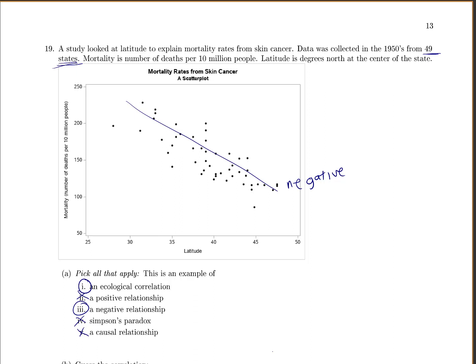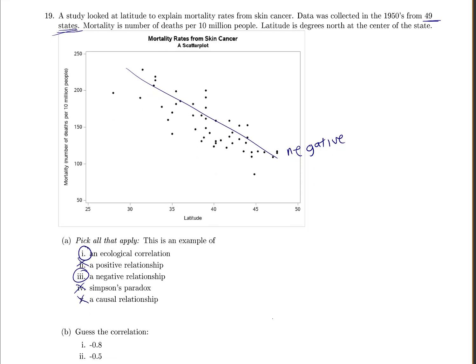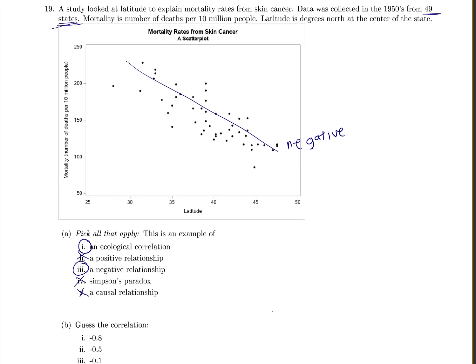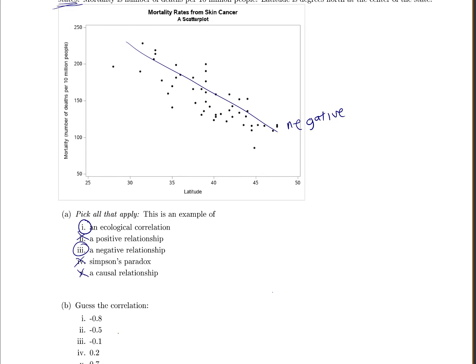Okay, let's see. Then guess the correlation. I would say, well, we already said it's negative. It looks like the points are fairly close to the line. So if my choices are negative 0.8, negative 0.5, or negative 0.1, I would say probably negative 0.8 because it looks like they're fairly close to the line.